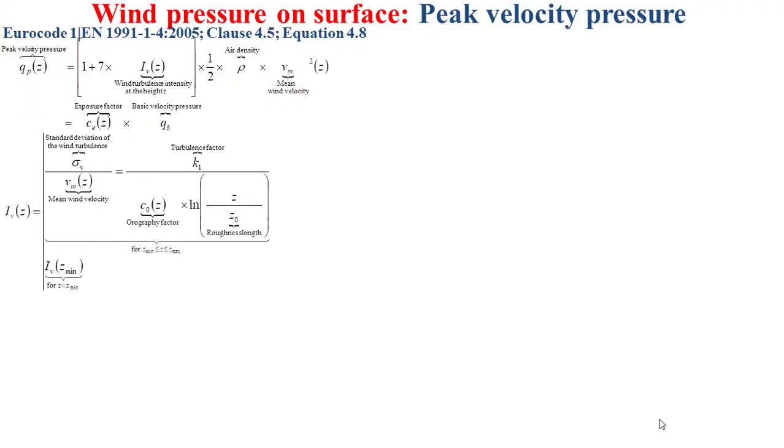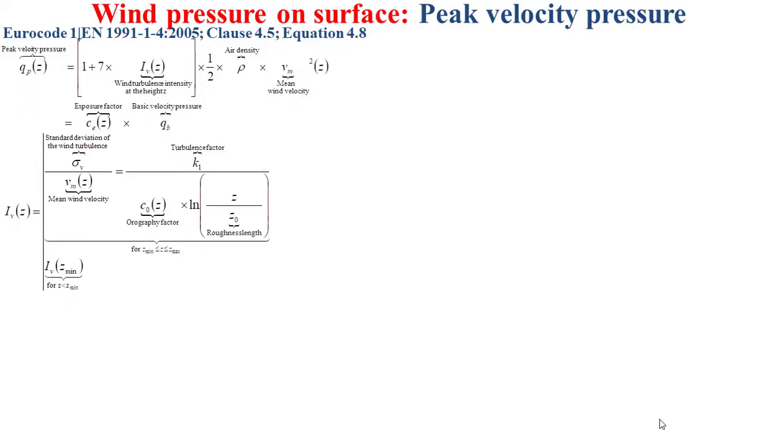I start with the wind turbulence intensity at the height Z, denoted by IV, which is equal to the standard deviation of the wind turbulence sigma v divided by the mean wind velocity Vm, and after simplification it's equal to the turbulence factor K1 divided by the orography factor C0 multiplied by the natural logarithm of Z, which is the height, divided by the roughness length, denoted by Z0. This formula is valid when Z is between Z minimum and Z maximum.